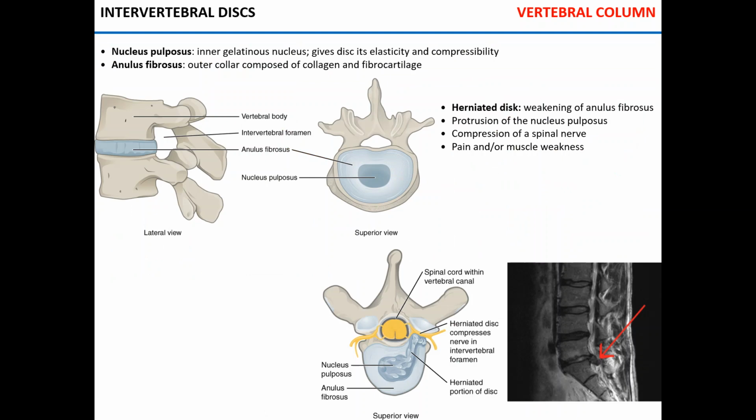Vertebrae in the spinal cord are separated by the intervertebral discs. So they have 2 distinct parts. The inner gelatin-like nucleus, which gives the disc compressibility, it can be compressed, and the outer collar called annulus fibrosus, which is composed of fibrocartilage, which provides this mechanical resilience to the disc.